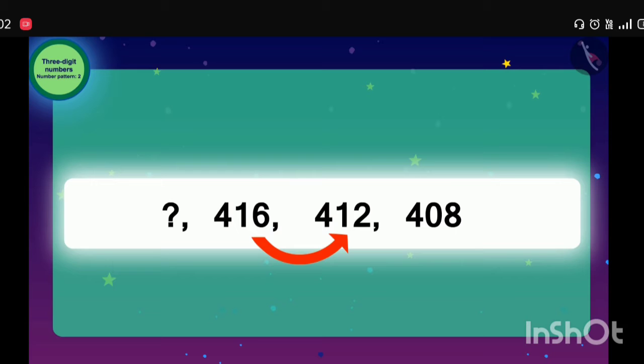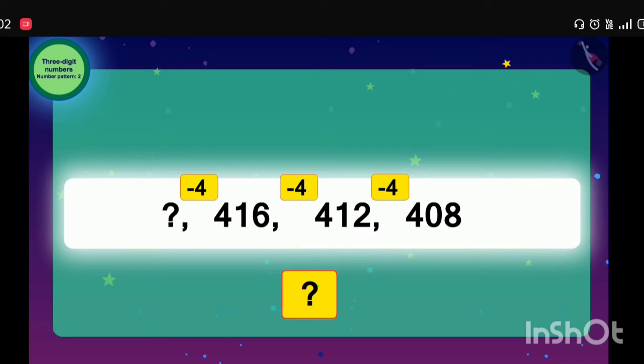To go from 416 to 412, we have to take back 4 steps. Means we have to subtract 4. Then to reach from 412 to 408, again we have to minus 4. Similarly, to find the next number of this number pattern, we have to subtract 4. This pattern is ready for this number pattern.